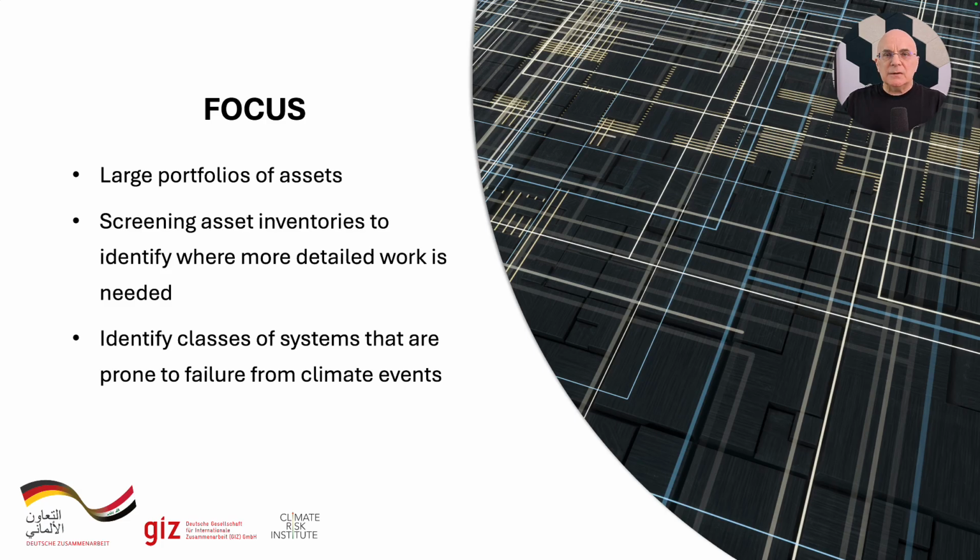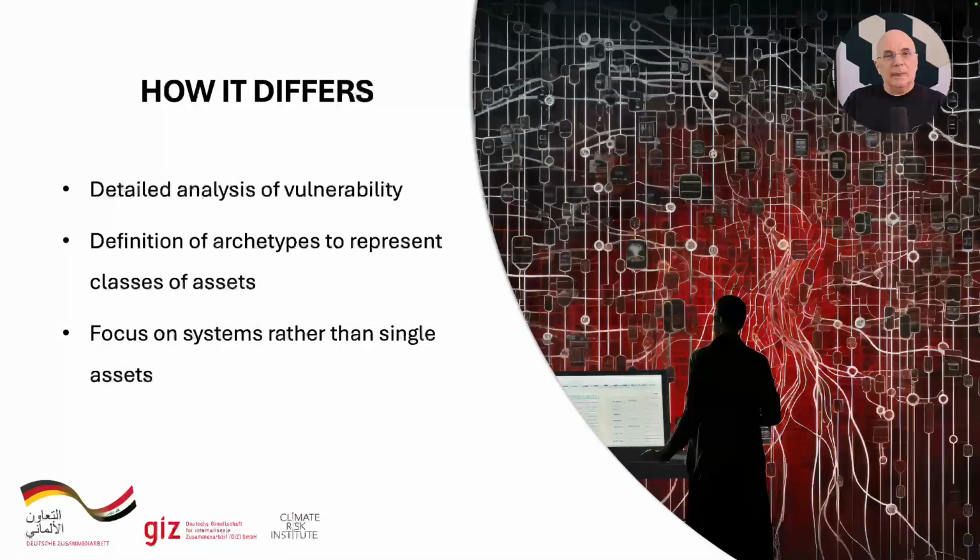The focus of this document is large portfolios of assets, and we're screening asset inventories to identify where more detailed work may be required. We identify classes of systems that are prone to failure from climate events. It differs from the protocol in that it provides a detailed analysis of vulnerability, steps to identify archetypes to represent classes of assets, and a focus on systems rather than on single assets.